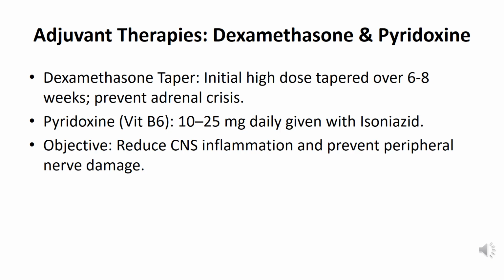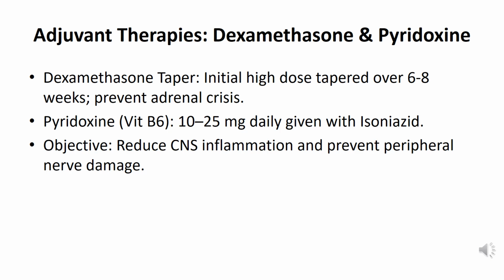When tuberculosis infects the membranes surrounding the brain, the body's immune response can cause significant swelling. This inflammation may increase pressure inside the skull and damage delicate brain tissue. Dexamethasone helps limit this inflammatory response. By reducing swelling, it can lower the risk of neurological complications such as stroke, nerve damage, seizures, and long-term disability.